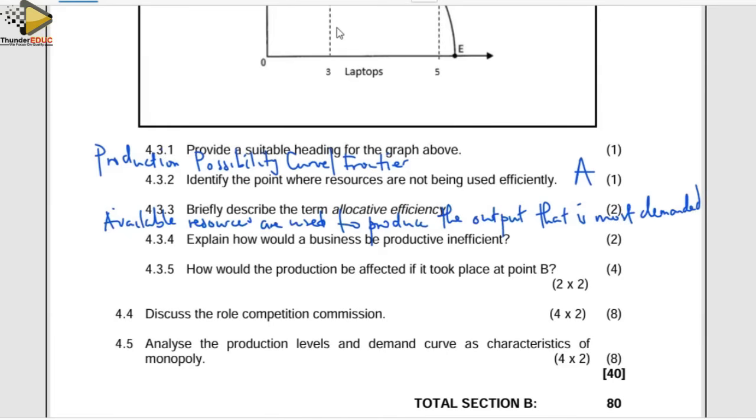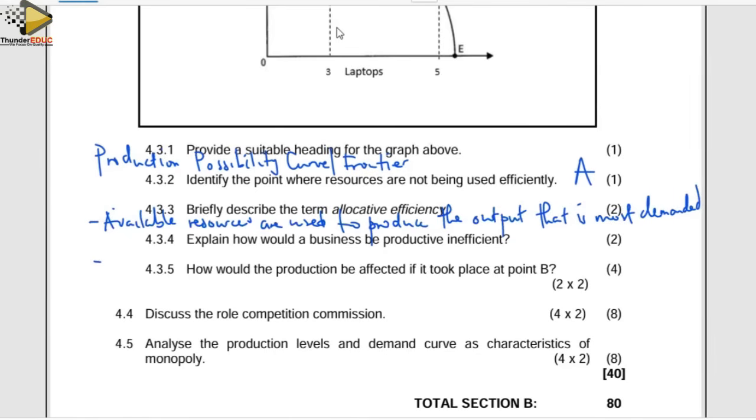That is, when available resources are used to produce the output that is most demanded, that is allocative efficiency. We use our resources to produce what is actually demanded. Then it says, explain how a business would be productively inefficient.